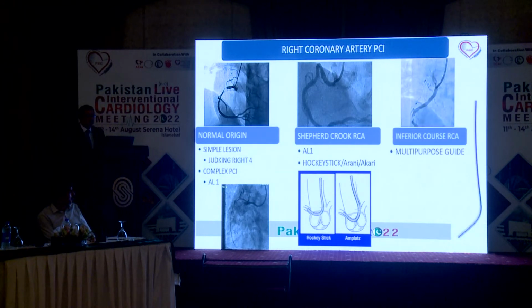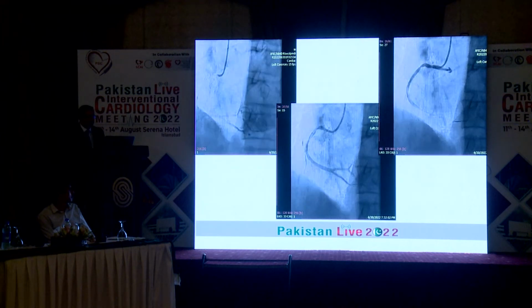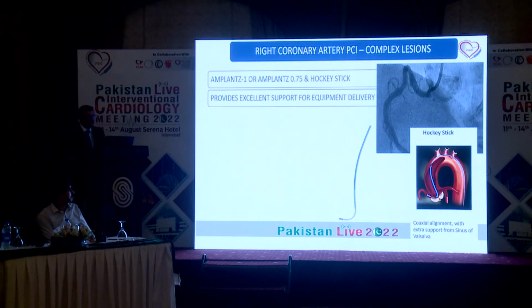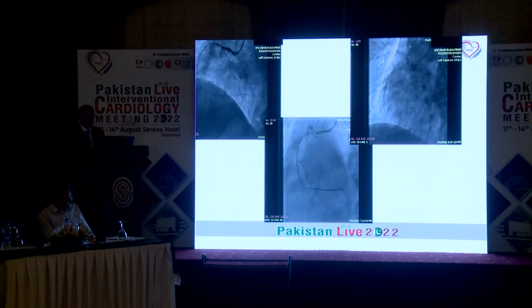And if the lesion is downsloping, you can take multi-purpose. So these are various lesions which are manipulated by different guides. And as you can see here, the lesion is downsloping. Rather, it is a CTO, and the operator is quite comfortable while doing this case with an implants guide.